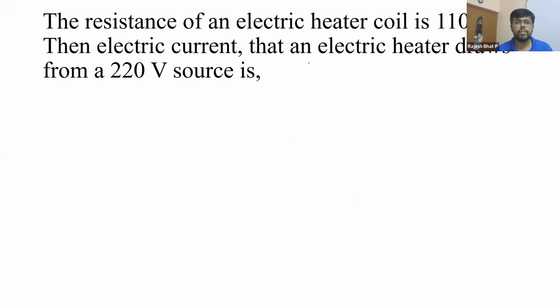Next one. The resistance of an electric heater is given, which is 110. Then find the current.